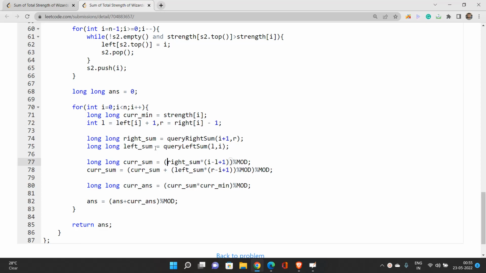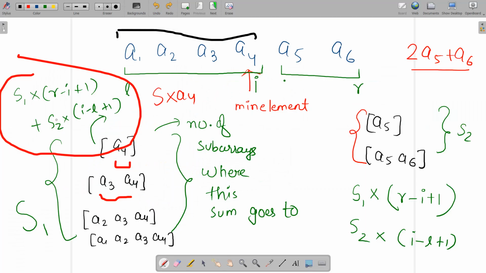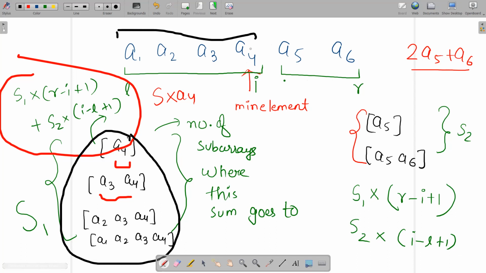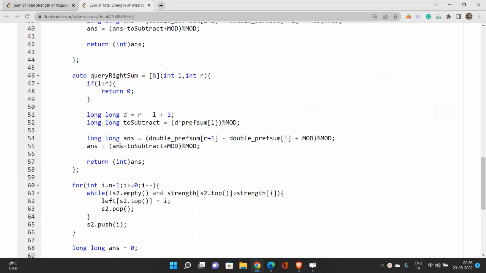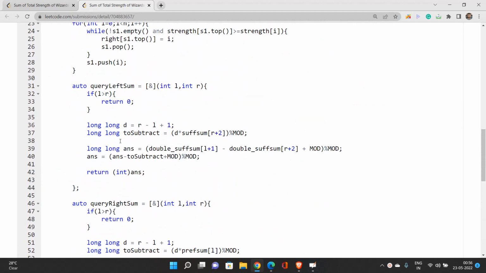Note that left sum and right sum is nothing but this sum actually. If A4 is the minimum element, we need to know this sum, and if A4 is also the minimum element, we need to know the right sum also, which is S1 and S2. Now let's focus upon how we are going to calculate this S1 and S2. As I've already said, for calculating the left sum I need to work with the suffix sum, and similarly for the right one I need to work with the prefix sum.